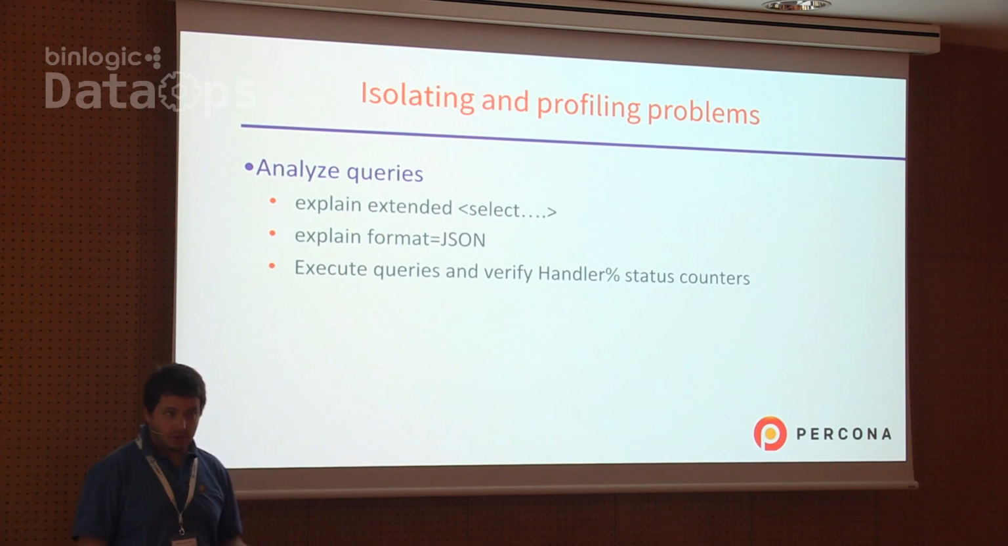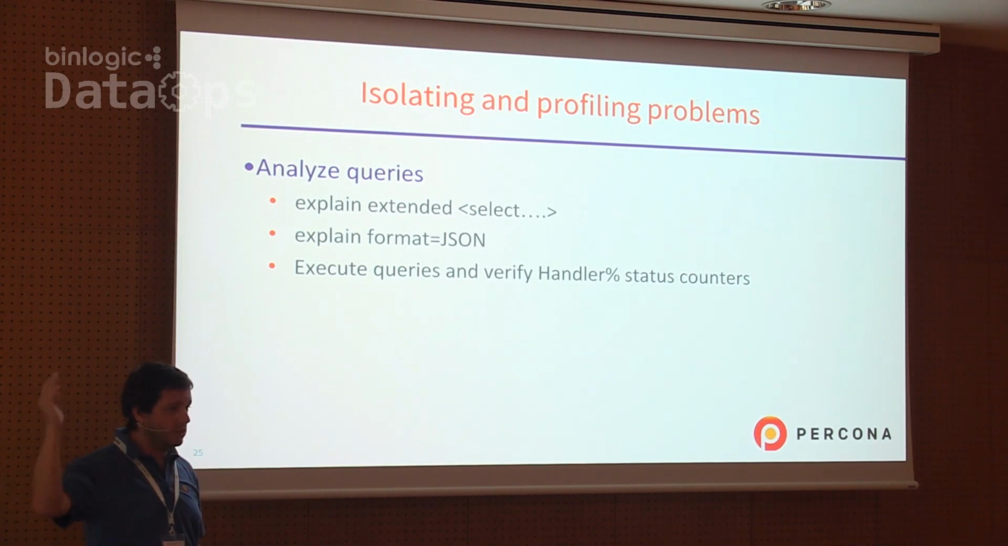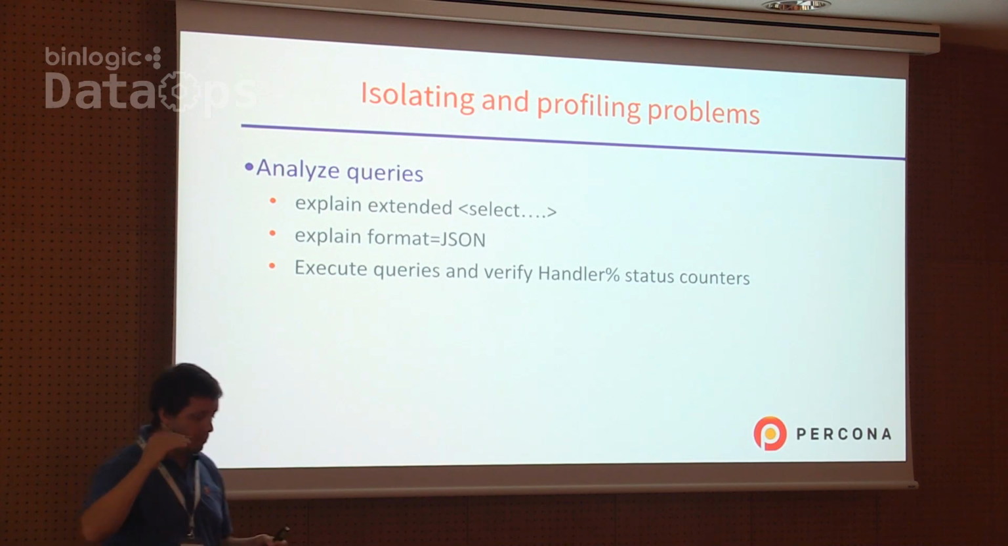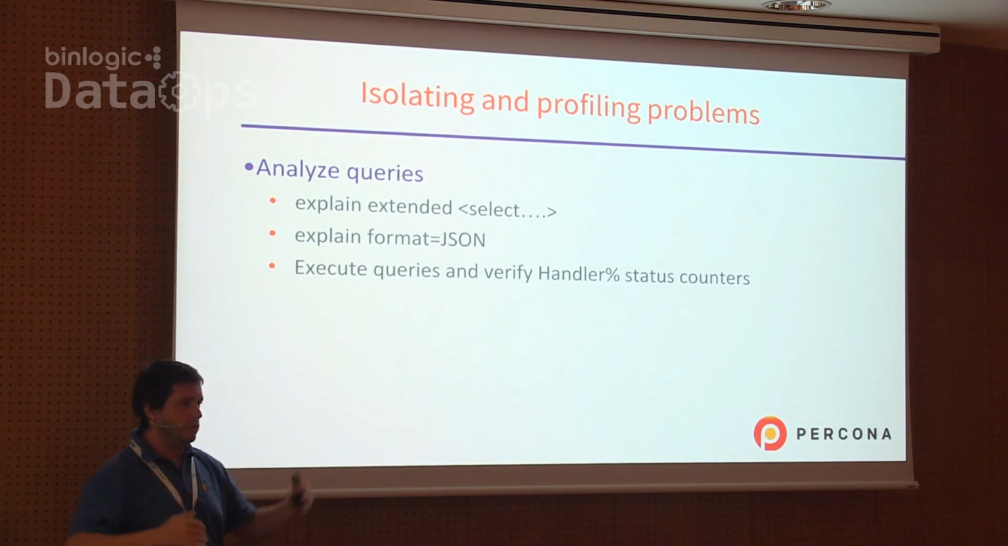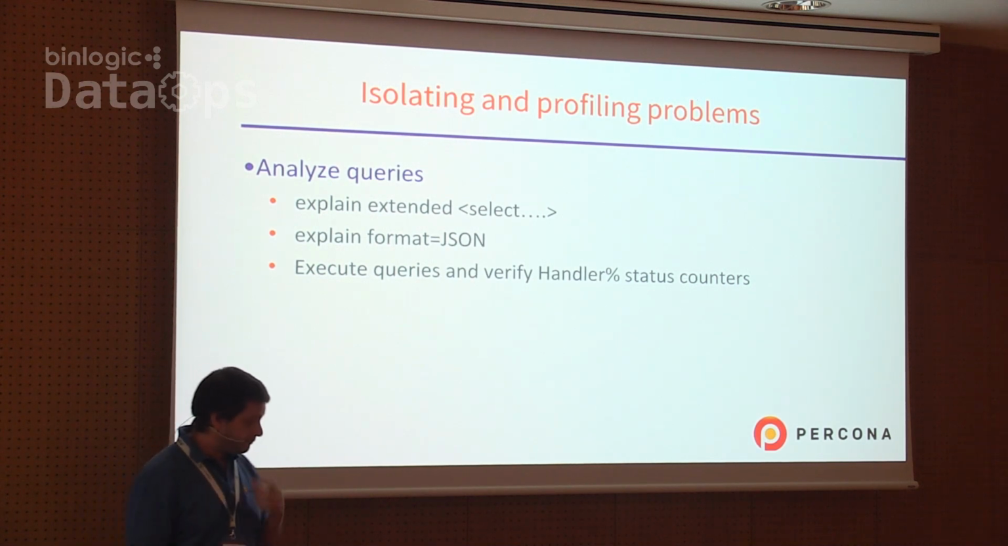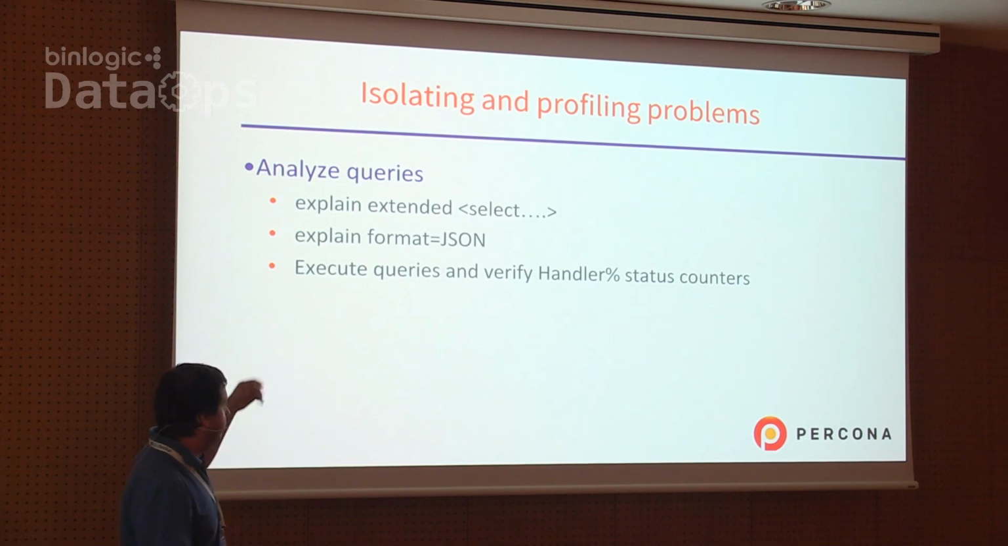EXPLAIN FORMAT=JSON. This is very handy. If you haven't used that yet, test it. It could be a little bit overwhelming because it throws a lot of information, but it will help you a lot with those moments where you don't understand why it's picking one index instead of the other. You will see stuff like weights. It's a pretty useful tool that comes with MySQL from 5.7, I think.